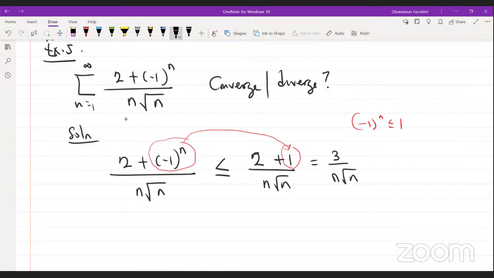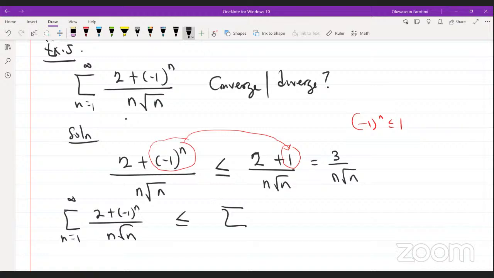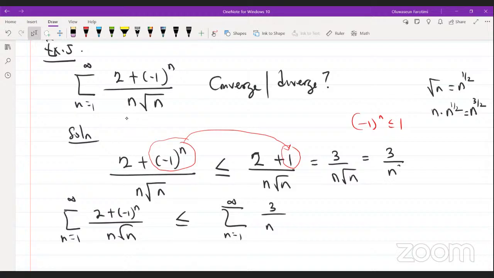All right, so right now I'm free to introduce my sigma notation just like before. Which is 3 divided by n. Now, this guy, what is square root of n? I can write this guy as n to the power of 1/2, right? So you have n times n to the power of 1/2. What does this give you? n to the power of 3/2. And that's what I'm going to write here.